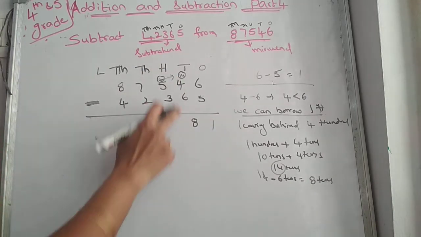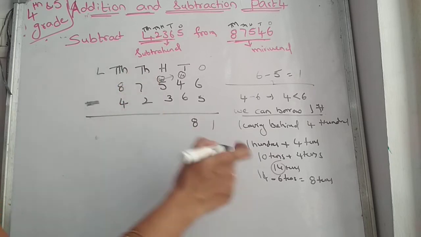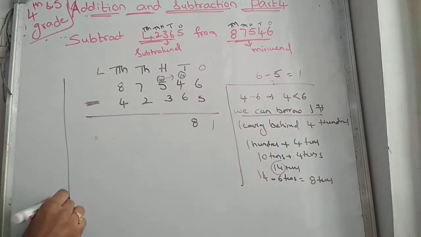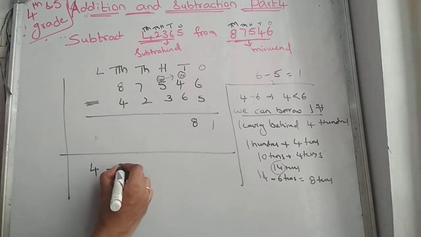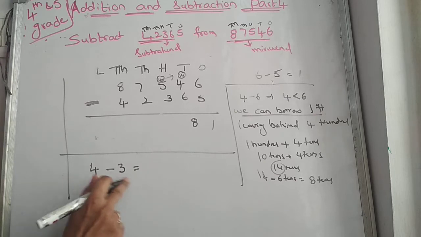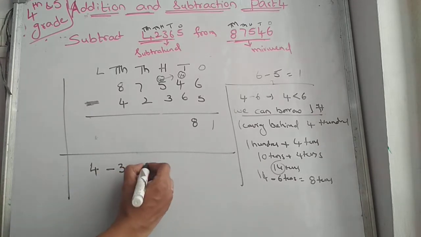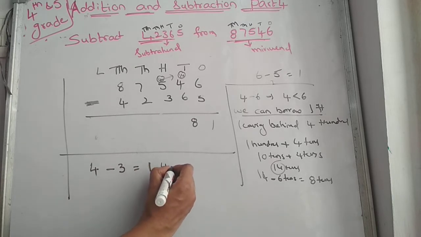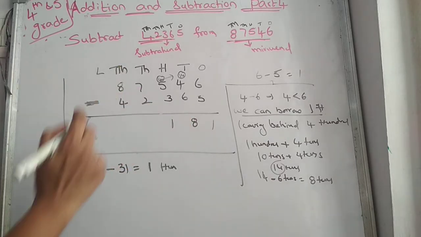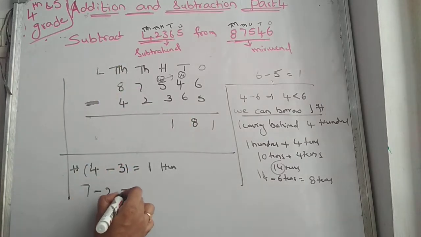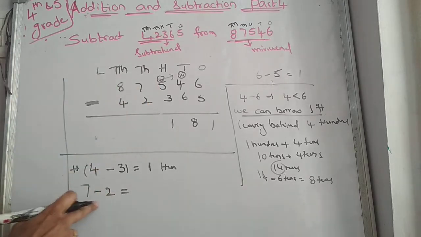So write 8 in the tens place. In the hundreds place, what do we have left? 4 minus 3. 4 is a big number, so you can subtract directly: 4 minus 3 equals 1. This is in the hundreds place. Then in the thousands place, 7 minus 2. No need for borrowing here because 7 is a big number and 2 is a small number.